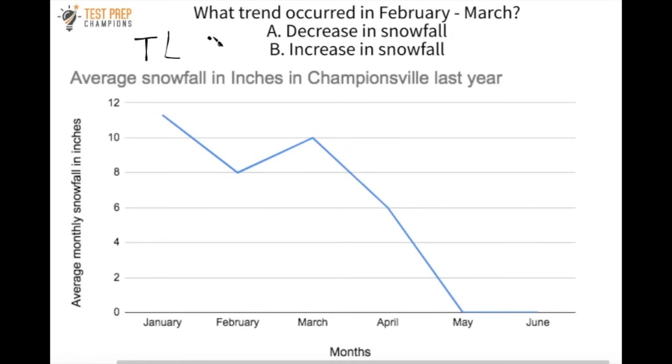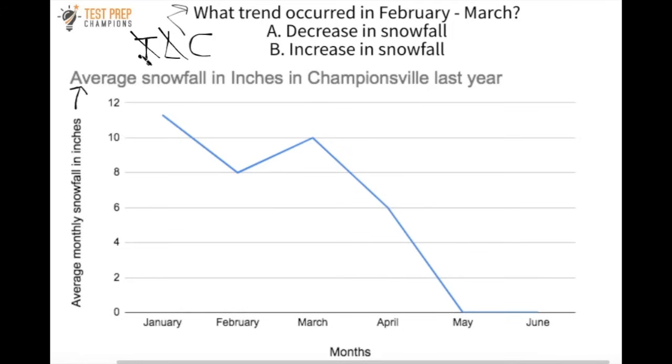Okay, so remember here, the strategy I'm giving you, whether you choose to use it or not is totally up to you, is the TLC method. So we look at the title, and it's the same title. We look at the labels and they're the same. So we already have the T and the L because they're exactly the same as the last question. And this time, the challenge for us is what trend occurred in February through March.